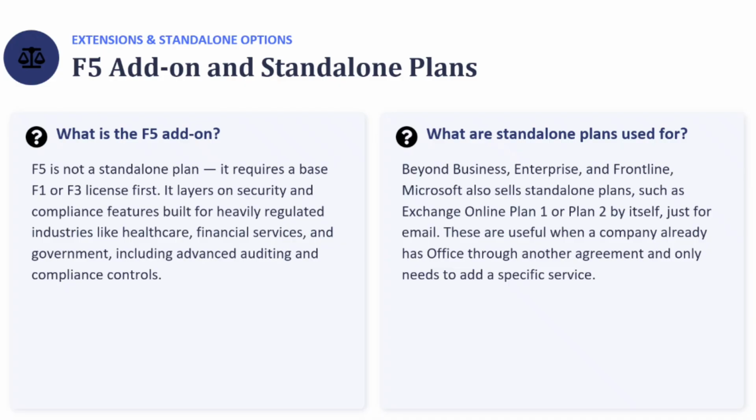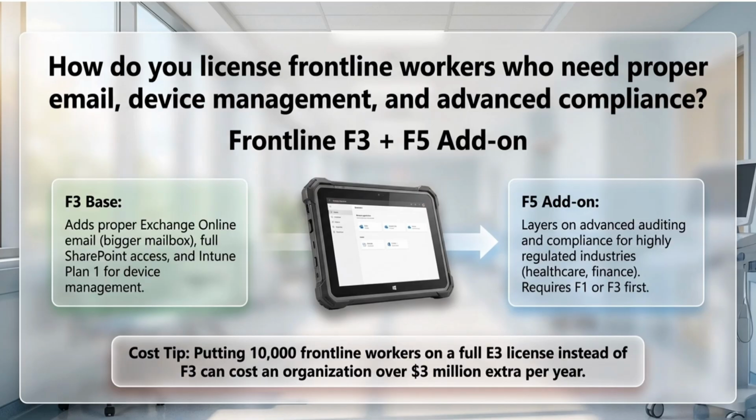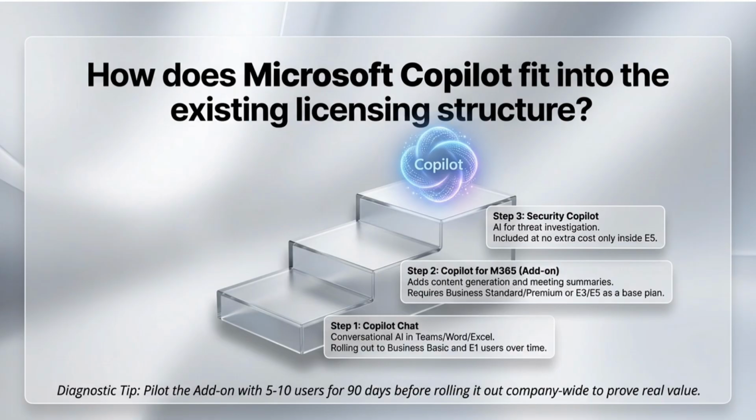Beyond business, enterprise, and frontline, Microsoft also sells standalone plans. Things like Exchange Online Plan 1 or Plan 2 by itself. These standalone plans are useful when a company already has Office installed through another agreement, and they only need to add email or a specific service on top. Now let's talk about where Copilot fits in.